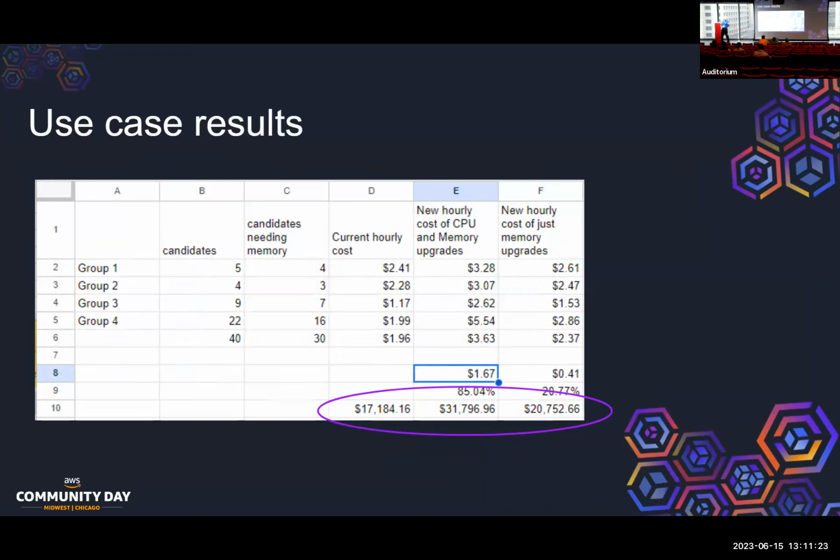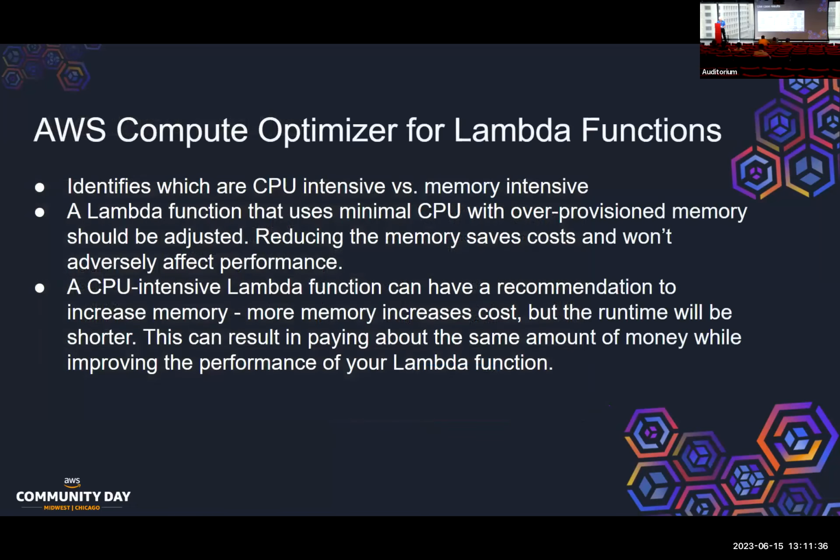So this is just an example of what you can do with all that inventory information in that Excel spreadsheet, in addition to the recommendation options that AWS will give you. And there's also Compute Optimizer for Lambda functions. It finds which ones are CPU intensive and which ones are memory intensive. For a Lambda function that is CPU intensive with over-provisioned memory, you should just reduce the memory. It just saves cost and it won't adversely affect your performance.